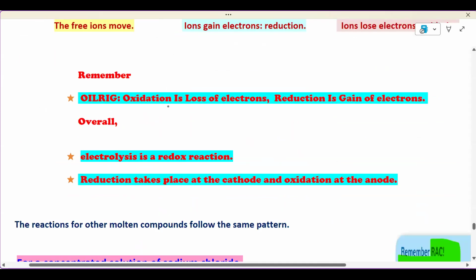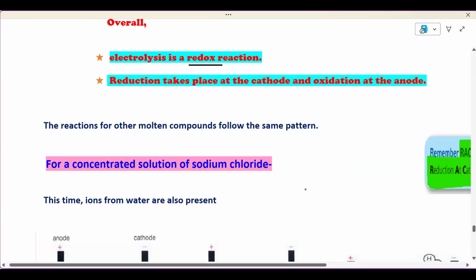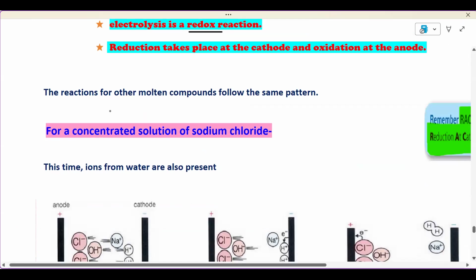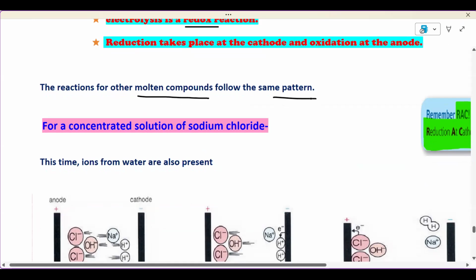Always remember OIL RIG: oxidation is loss of electrons, reduction is gain of electrons. This is the mnemonic. Overall, electrolysis is a redox reaction because oxidation and reduction occur together. Reduction takes place at the cathode and oxidation at the anode. The reactions for other molten compounds follow the same pattern.